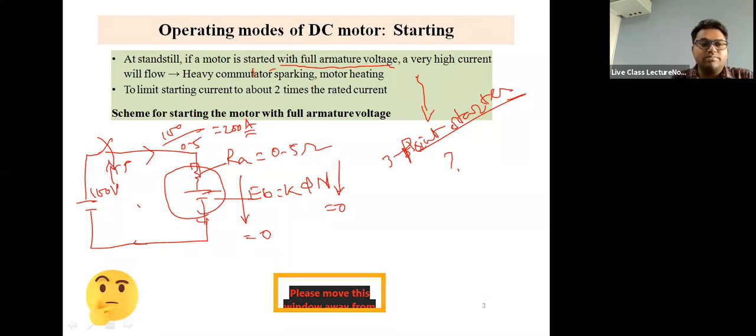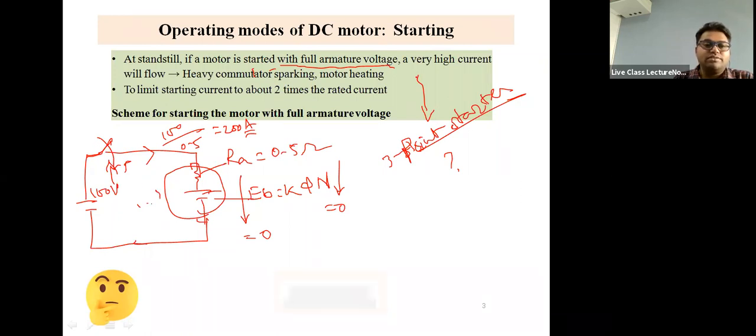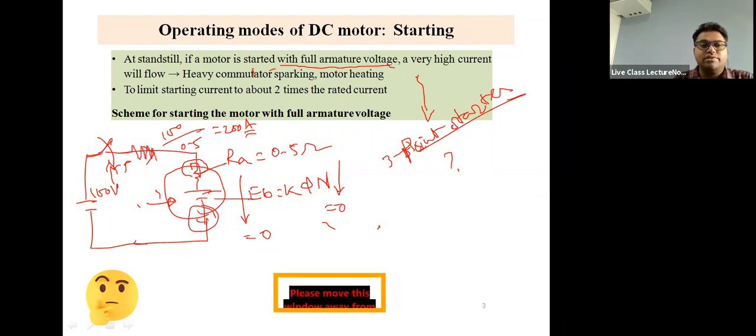So if the supply is not able to supply 200 amperes, what will happen? The fuses will blow out. Either the fuse will blow out, or if the fuse fails to blow out, then this entire motor will get burned, right? The brushes will get charred, right? So all the distractions will start happening. So what we do? We give a big resistance, starting resistance, and then slowly we cut out the resistance, right? So that's what we call a 3-point starter.